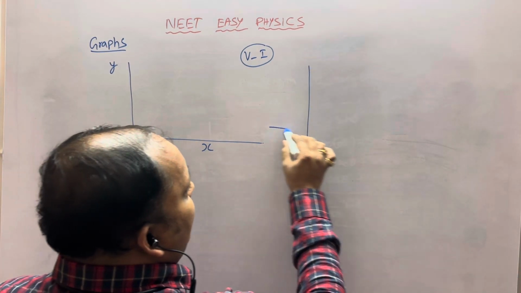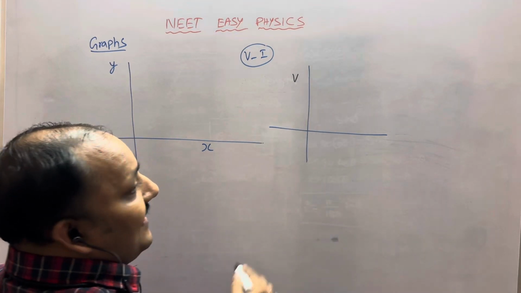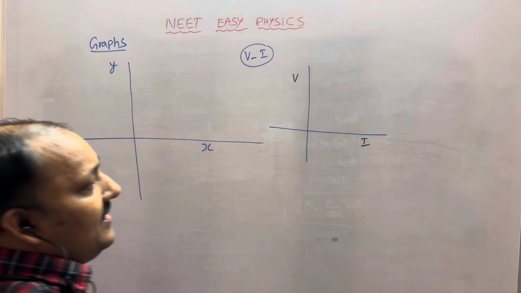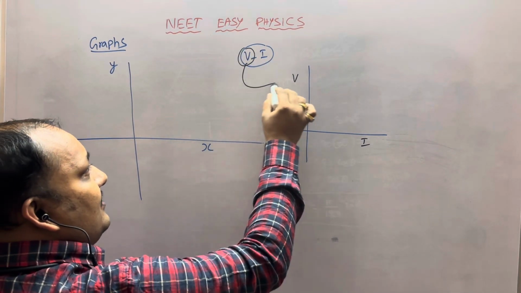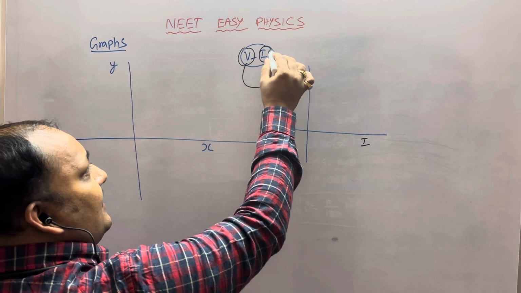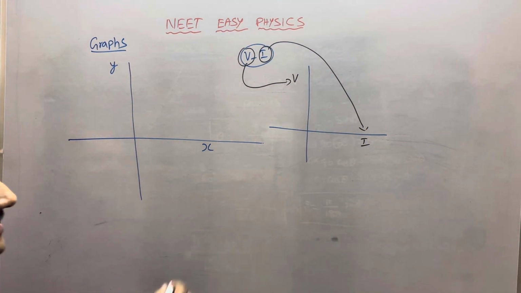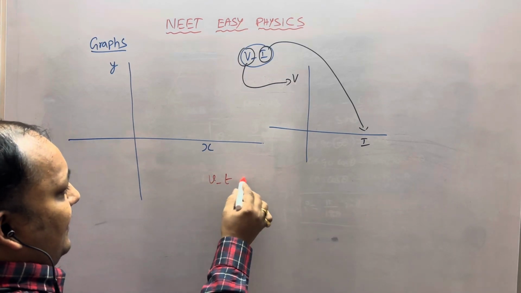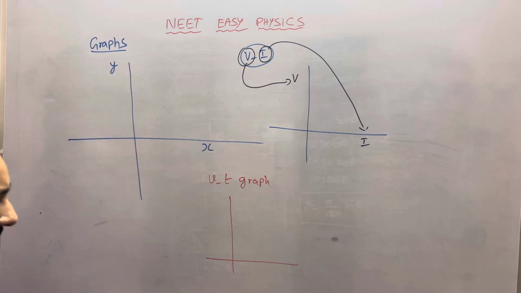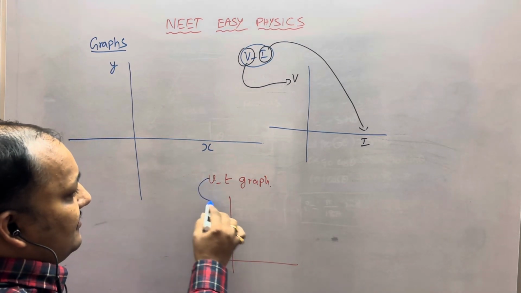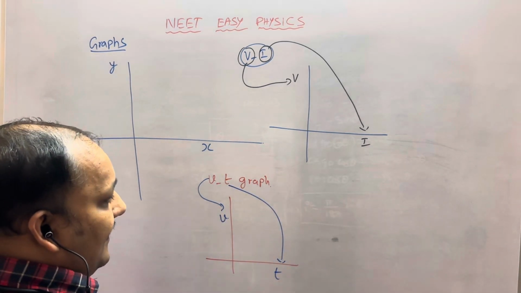How are we going to draw the VI graph? It means V value should be on the y-axis, current value should be on the x-axis. Whichever they are saying first, that one we should take on the y-axis. Whichever we are saying second, that one we should take on the x-axis. Let us assume a velocity time graph. In the velocity time graph, velocity should be on the y-axis, time should be on the x-axis.